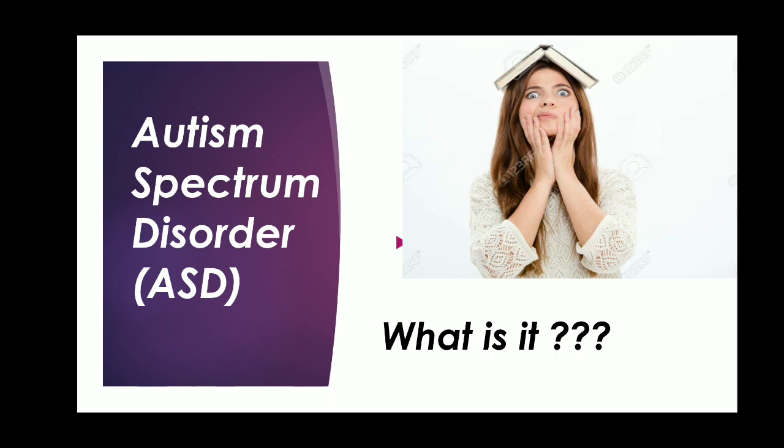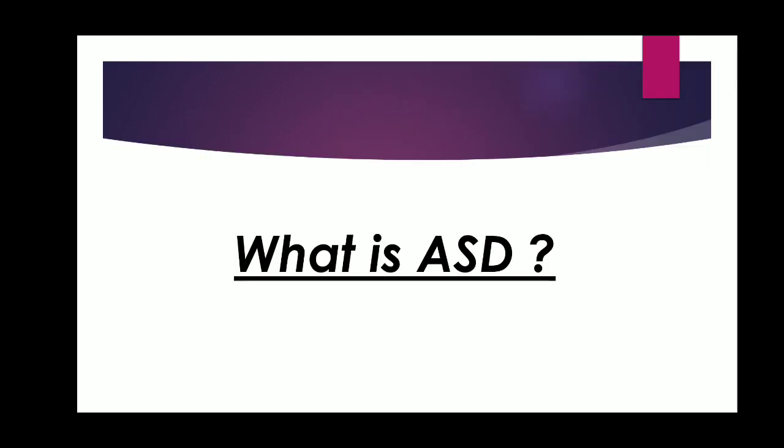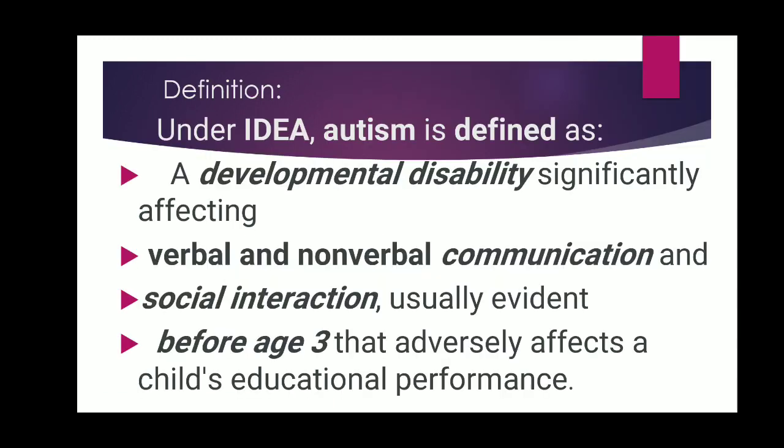And let's move on. What is ASD? First of all, we have the definition according to IDEA, the Individuals with Disabilities Education Act. According to it, a developmental disability. This is the major characteristic of autism spectrum disorder. A developmental disability significantly affecting communication, verbal or non-verbal communication, and the next point is social interaction, before the age of 3.